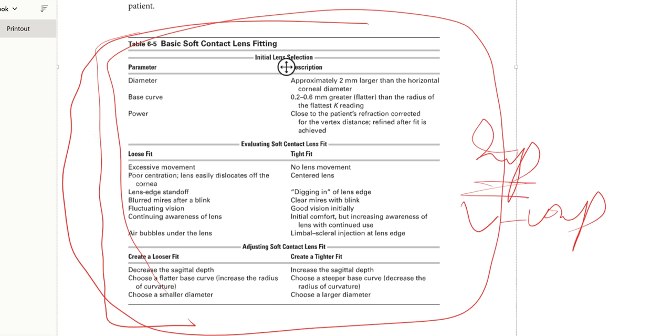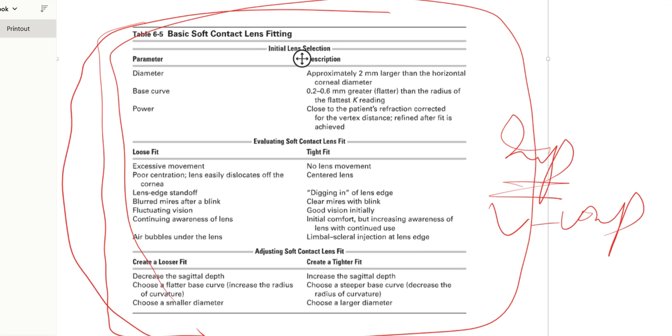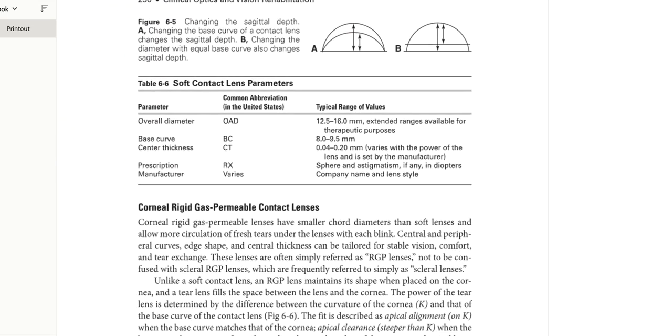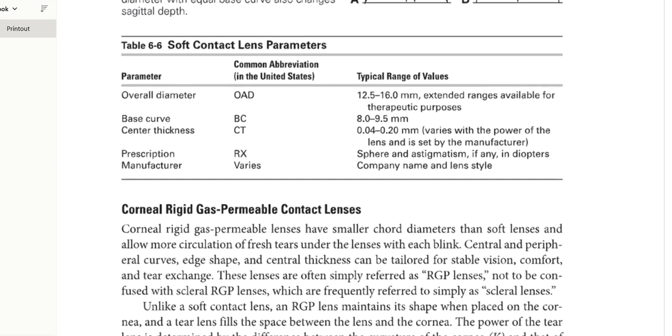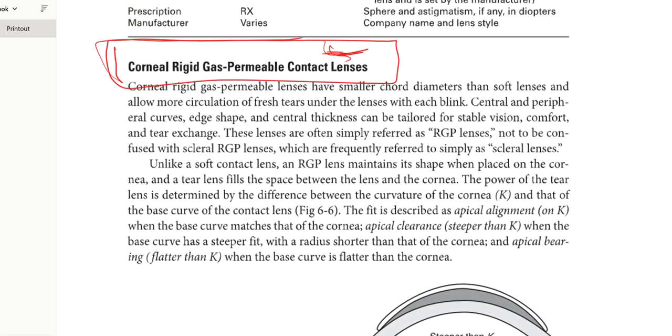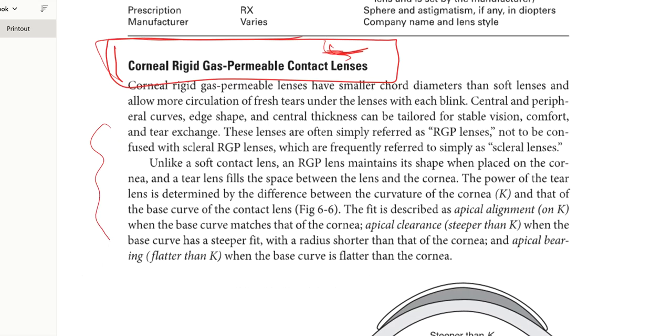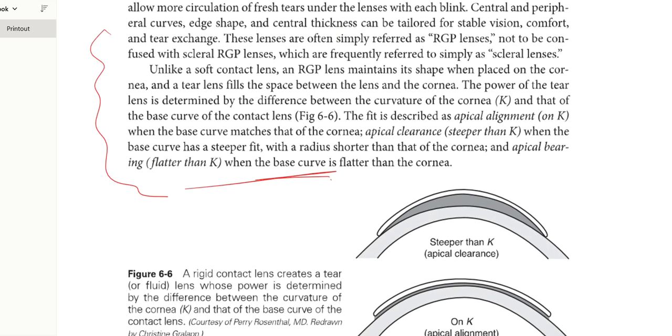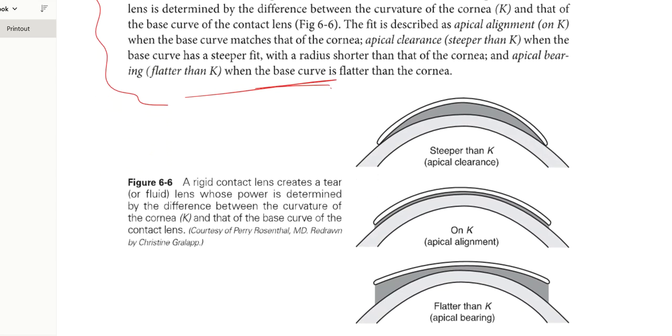There will be a question about how a loose fit, a tighter fit, and so on appear. Please remember this. Previously there were soft contact lenses, now corneal rigid gas permeable contact lenses. Very important. Okay, and this is very important.